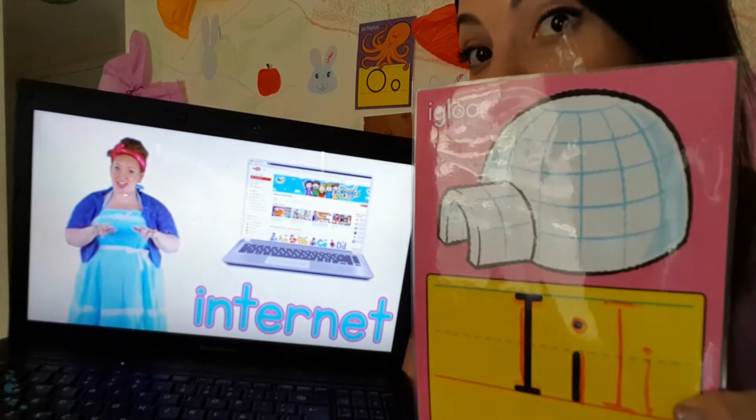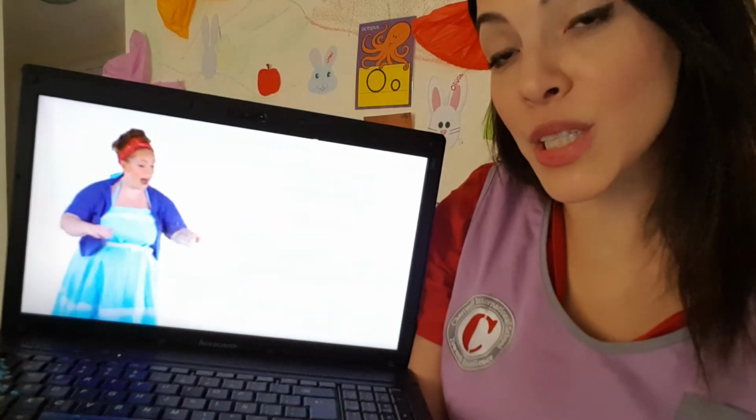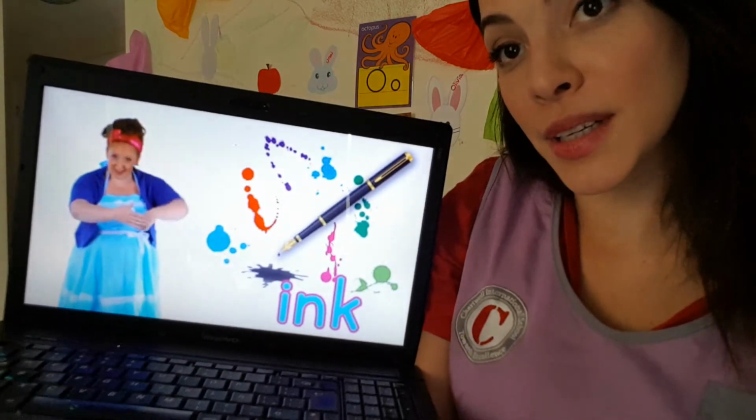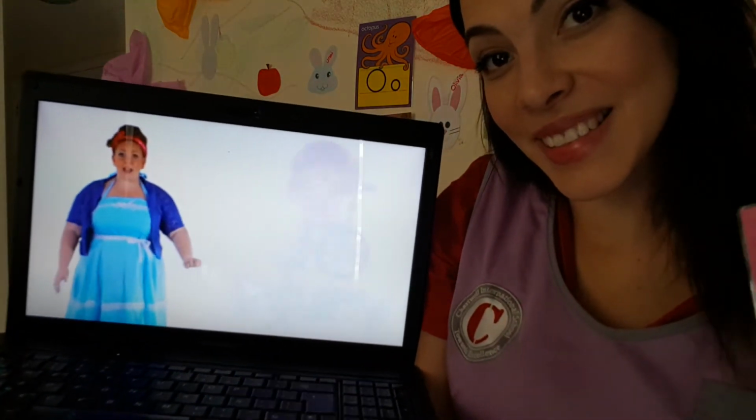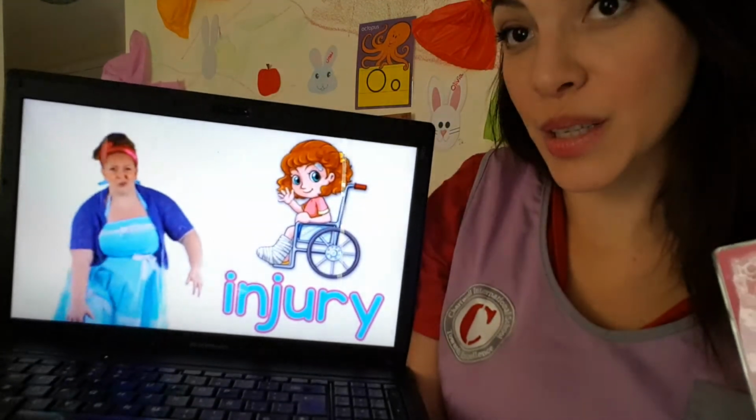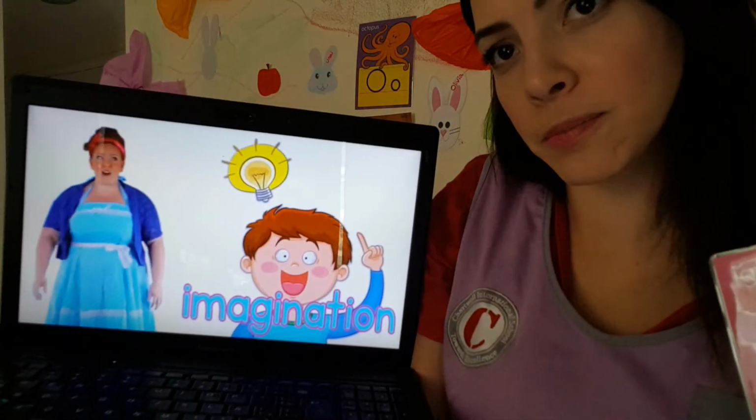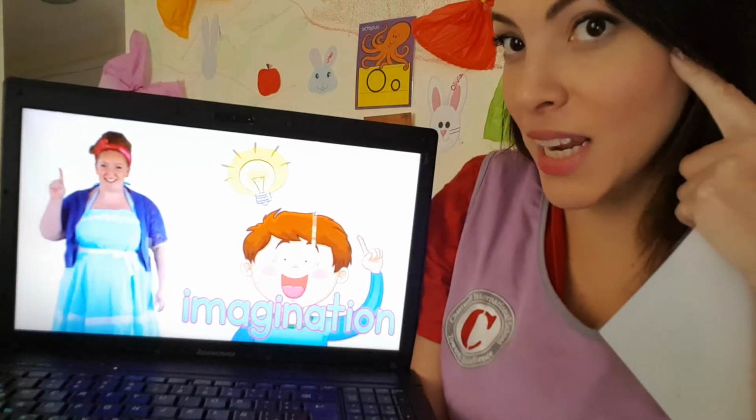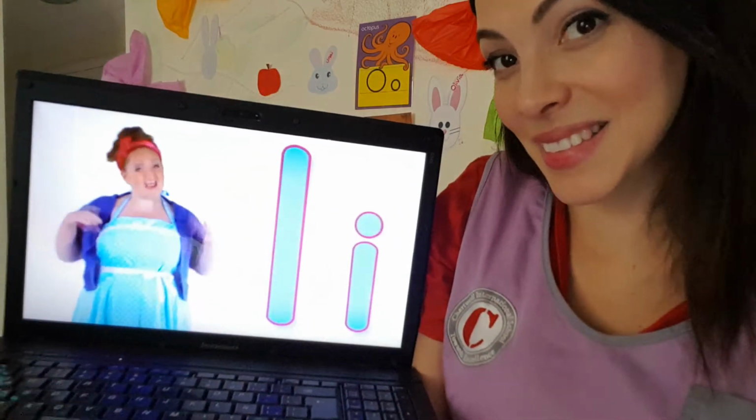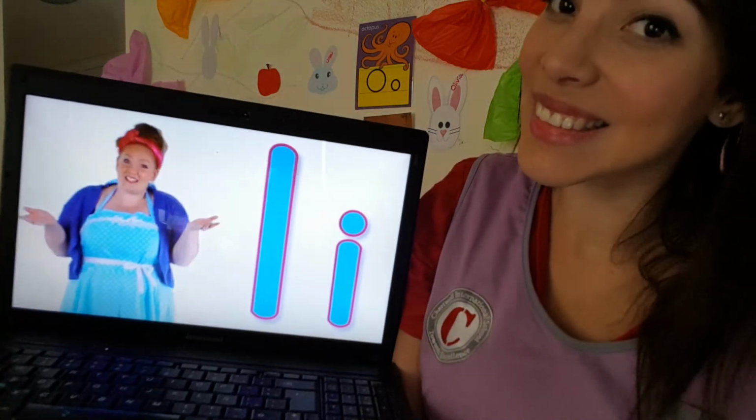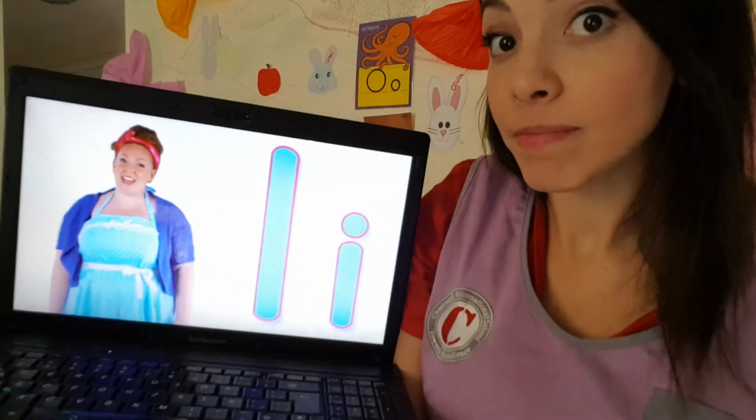I is for the internet. Internet. I is for ink. Ink. I is for injury. Injury. I is for imagination. Imagination. You know some I words now. Let's make the letter I sound.